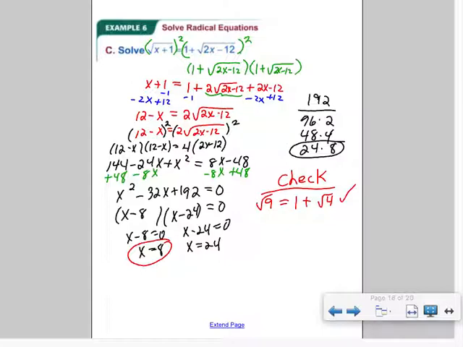If you try 24, you get the square root of 25 equals 1 plus 48 minus 12. That's the square root of 36. That is 5 equals 1 plus 6. That is not true. So cross out 24 somehow. I like to just cross out the equals sign, meaning that doesn't work anymore. So 24 doesn't work. That will happen sometimes when you have radical equations. So always take that last minute to check.